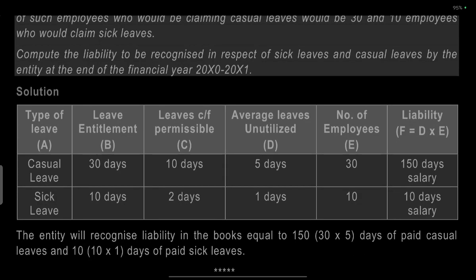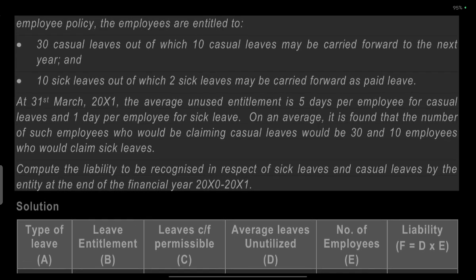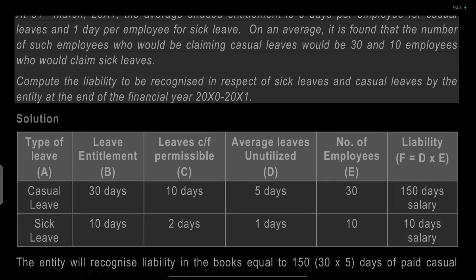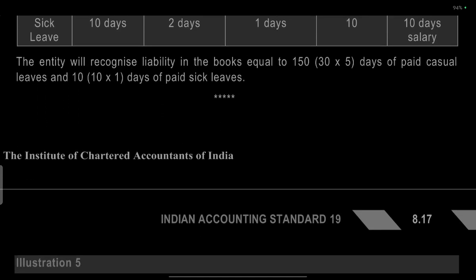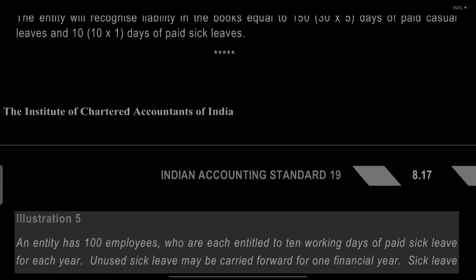So average leave utilized is 5. Number of employees 30, number of employees 10. 150 days. So you recognize the liability to the extent of 150 into 30: 150 days of casual leave and sick leave.